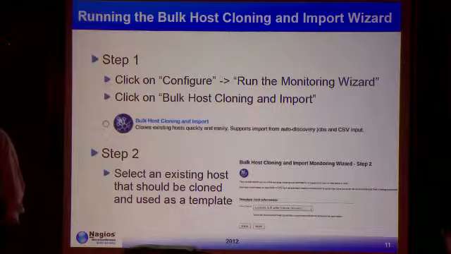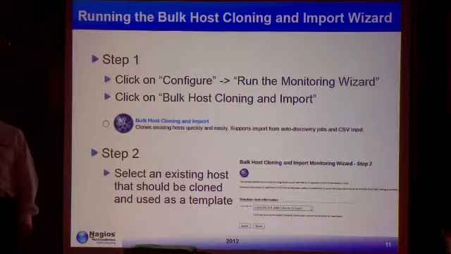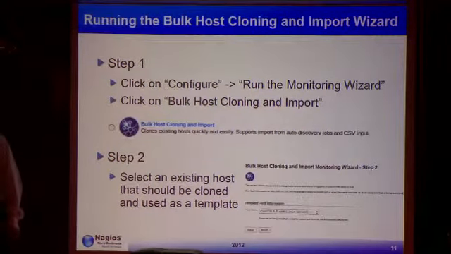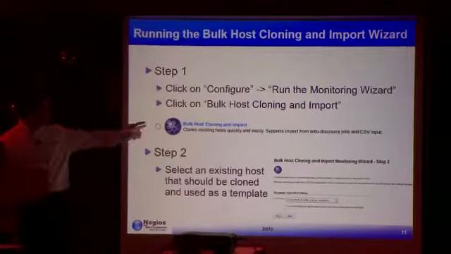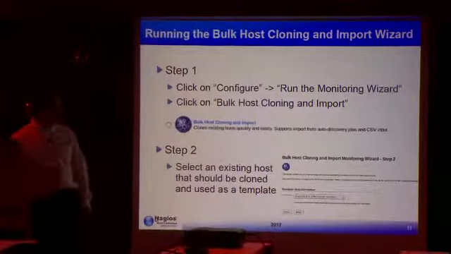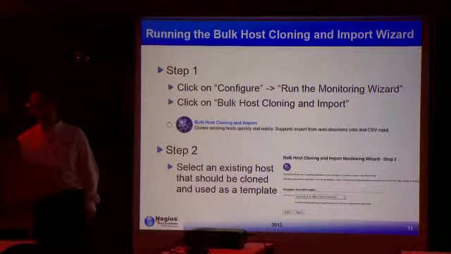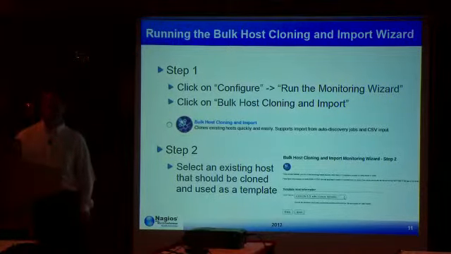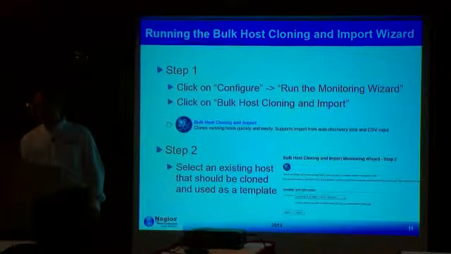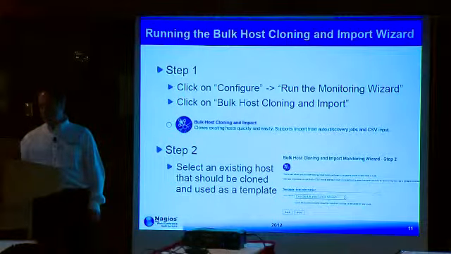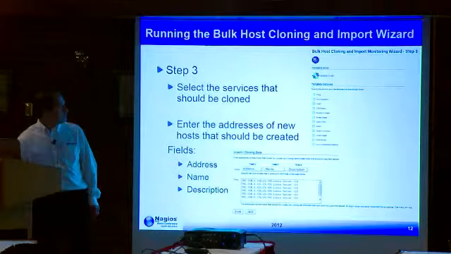Anyway, so you just click on configure, run the monitoring wizard, find the wizard in a list, and you can see how the icon looks. And then you move to step 2. In step 2, basically you select an existing host in XI that you would like to be cloned and used as a template. I'm not sure if you can see very well.